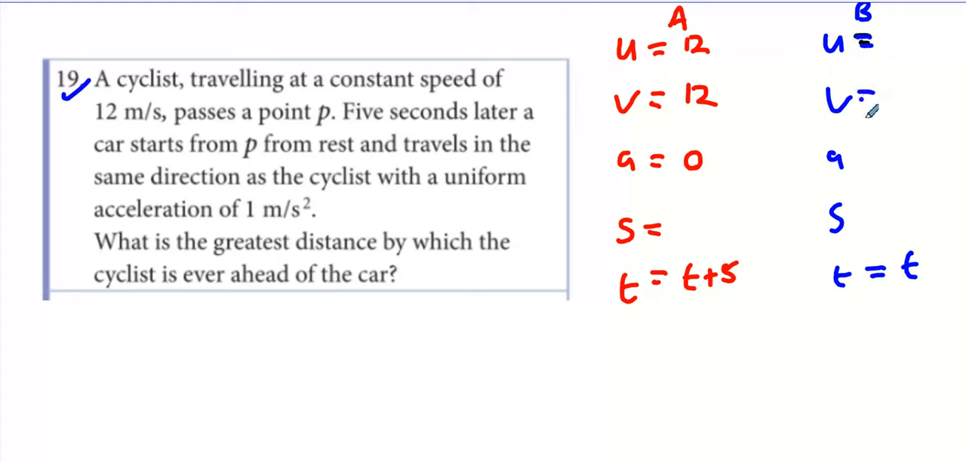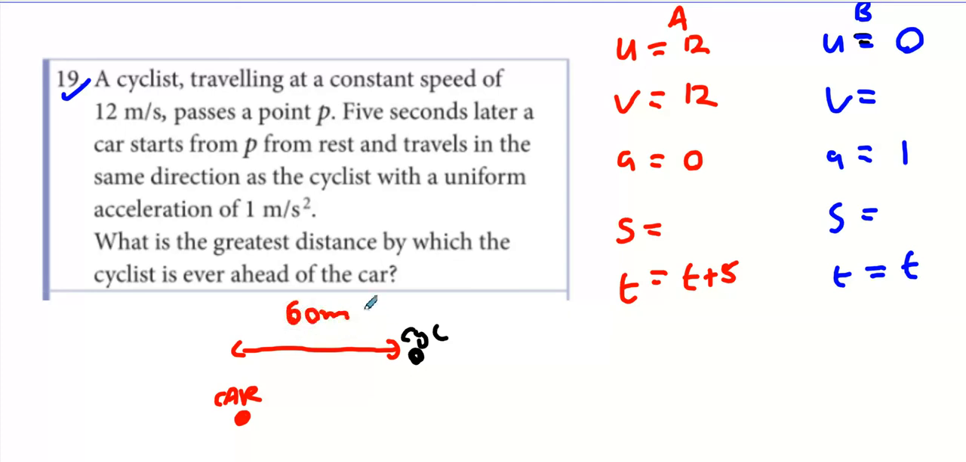What about the car? What's its story? Starting from rest, acceleration 1. The greatest distance the cyclist leads the car. Yes, sir. Yeah. The cyclist gets how far ahead to begin with? 60 meters. Where do we get 60 meters from? 5 multiplied by 12.